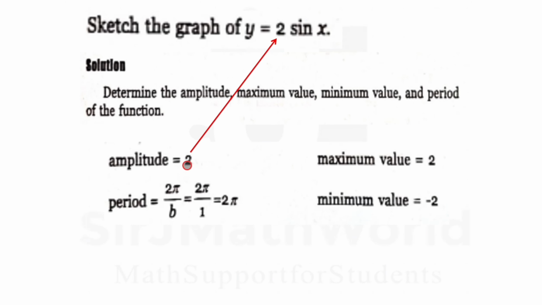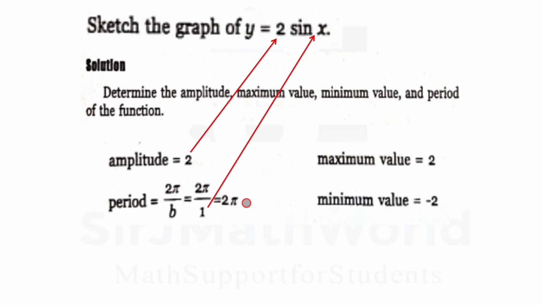Then, since ito yung 2 natin, magkakaroon tayo ng maximum value which is positive 2, and minimum value which is negative 2, kasi ito yung positive y, ito yung negative y. The next is the period which is equal to 2 pi over b. Yung b natin, substitute, magkakaroon ng 2 pi over 1, kasi yung x natin ay may kasamang invisible 1. So, simplifying, magkakaroon tayo ng 2 pi only.